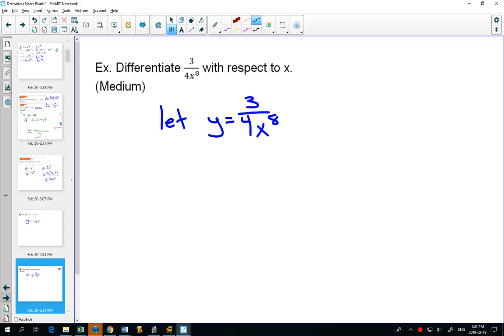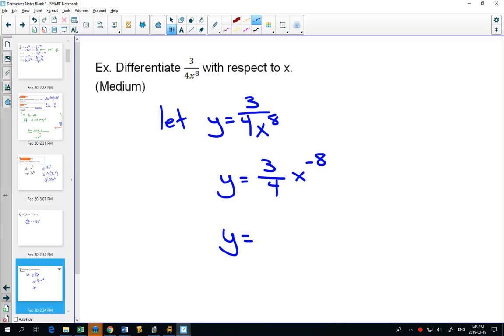This right now isn't in the right form to do the power rule, because the x to the 8 is in our denominator. And our power rule only works when we have a power not in a denominator, just a regular power. But I can use my knowledge about exponents to change that x to the 8 in my denominator to an x to the negative 8, which would be a regular power in my numerator. And now I can bring this negative 8 out in front. Okay?